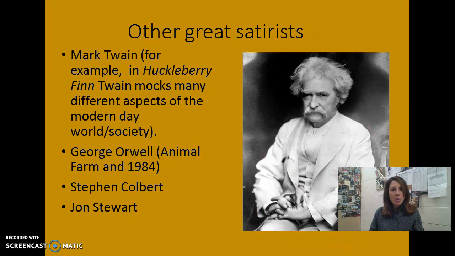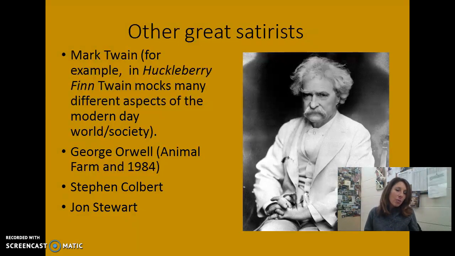You might have also heard of Mark Twain, because he was in the 1800s, early 1900s in the United States, and he wrote Tom Sawyer and Huckleberry Finn, both of which are satires against what was going on in our society at the time with how we were treating the black race. At that time they were called Negroes or something worse.